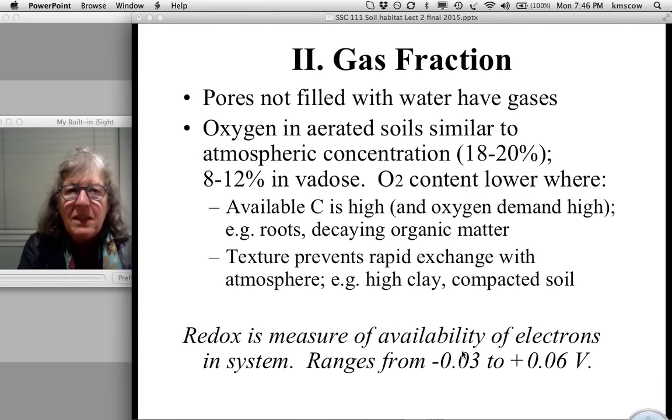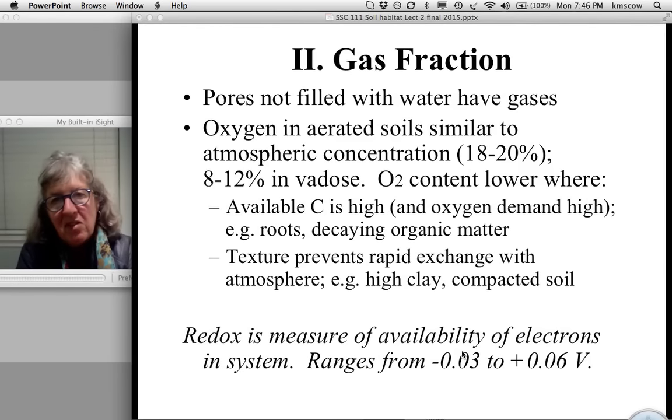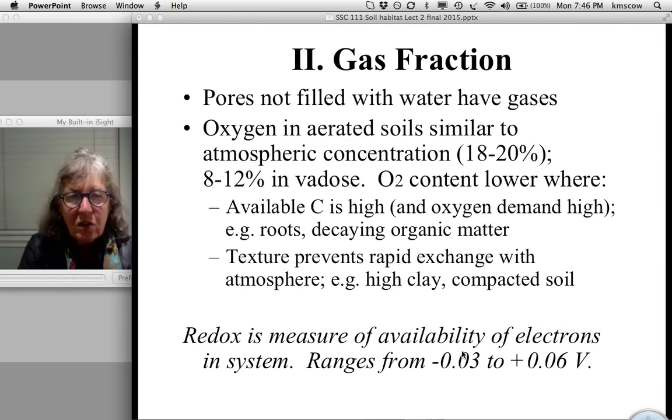Okay, let's talk about the gas fraction now. We've been talking about the solid fraction. So, as you know, the porosity, the pores that are created by this arrangement of these particles that we were just talking about, these pores of different sizes, if they're not filled with water, they're going to have gases in them. And in general, in a well-aerated soil, oxygen is going to be similar to the atmospheric concentration, 18 to 20% up there at the surface.